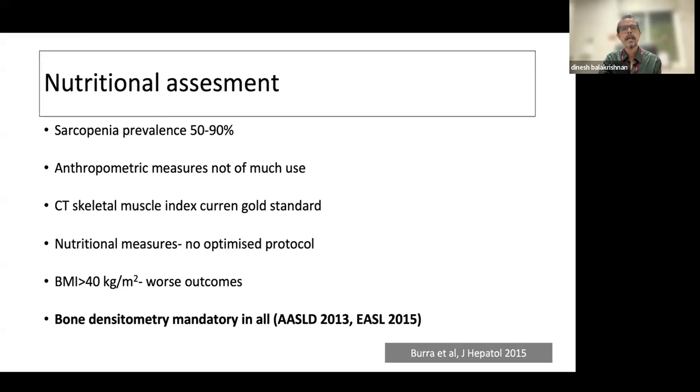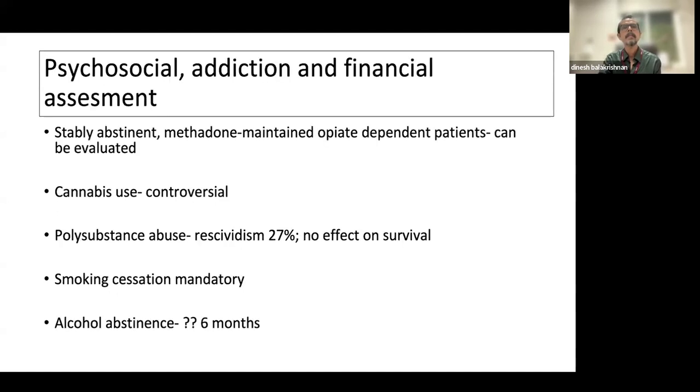Their nutritional requirements can be met pre-transplant. They can be given a high protein diet. Now, many of these patients may have a high BMI, but that doesn't mean that they are not sarcopenic. They have what is known as sarcopenic obesity. They have fluid overload, but their muscles are very wasted.